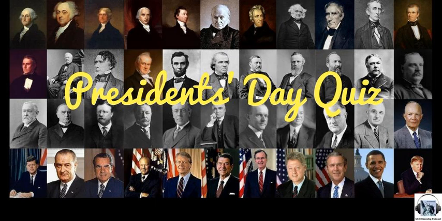Question 16. Before they became U.S. presidents, John Adams and Thomas Jefferson signed the Declaration of Independence. Question: when was the Declaration of Independence adopted? Question 17. Before he became the first president, Washington presided over the Constitutional Convention. Question: what happened at the Constitutional Convention?